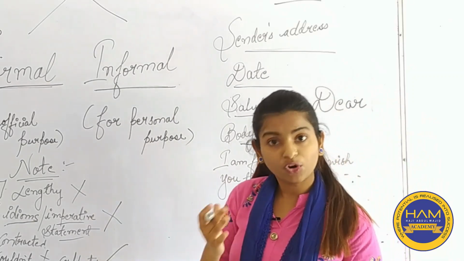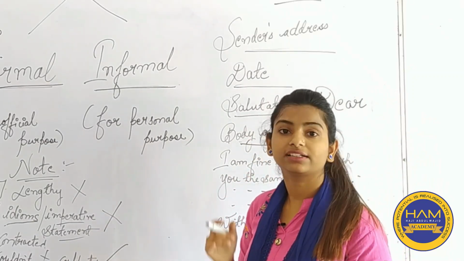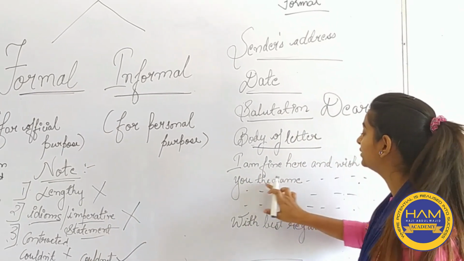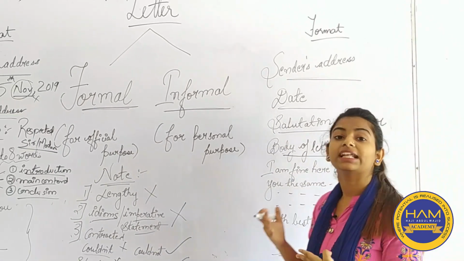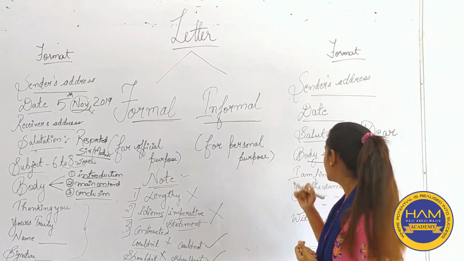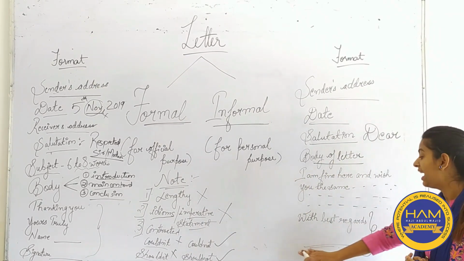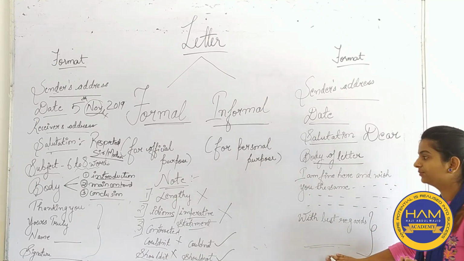Now comes the body of the letter. To make it look more friendly, the best way to start an informal letter is I am fine here and wish you the same. Next, you can add up the content according to the question. And next, the ending part with best regard and the name of the sender.